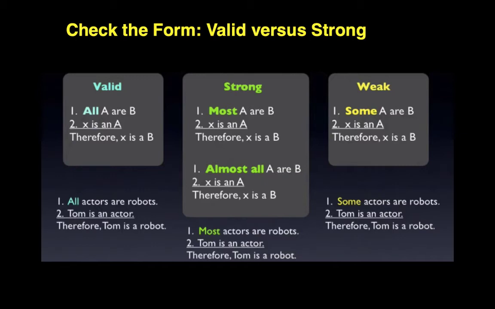I'm going to call weak arguments bad, strong arguments good, valid arguments can be good so long as the assumptions are true. Here's an example of a nice weak argument. Some A are B, X is an A, therefore X is a B. Some actors are robots. Tom is an actor, therefore Tom is a robot. Yeah, some could be at least one or several. But that wouldn't license us thinking that Tom, being an actor, is also a robot.